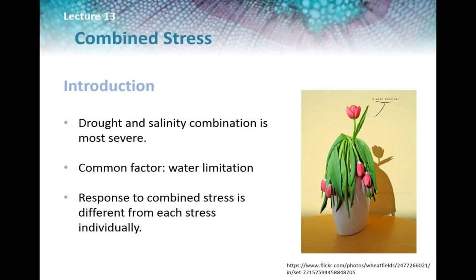Plant responses to drought and salt stresses have much in common. The water limitation and water stress that accompany salt stress and drought is very difficult for plants to tolerate and maintain normal growth and development.